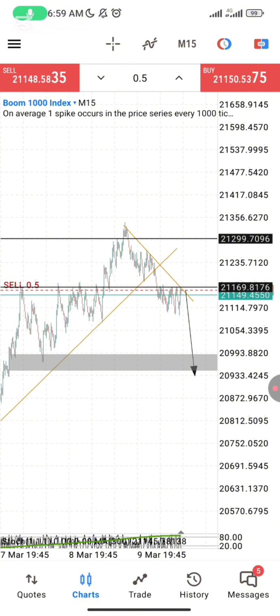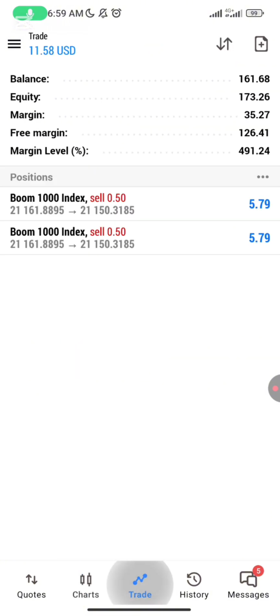All right, so the bigger the account, if you have an account of $1,000 or $500, you're going to be expecting better profit than smaller accounts. All right, let's see what happens. Stay tuned.